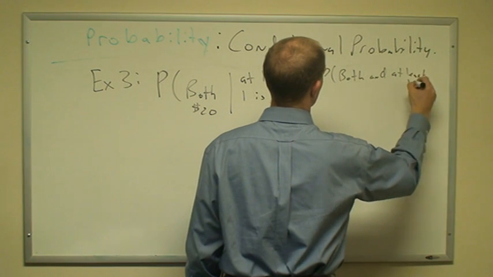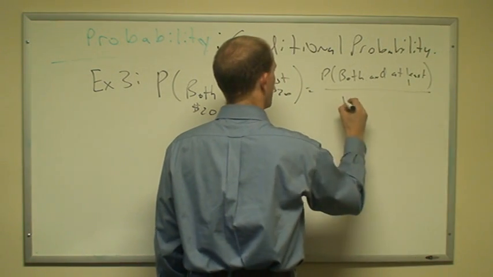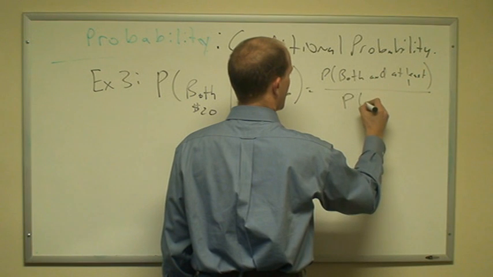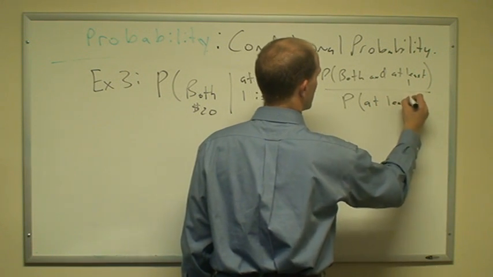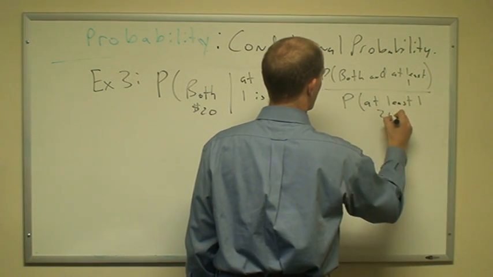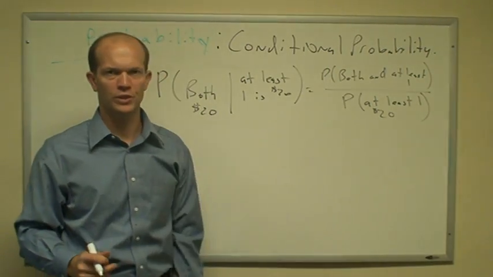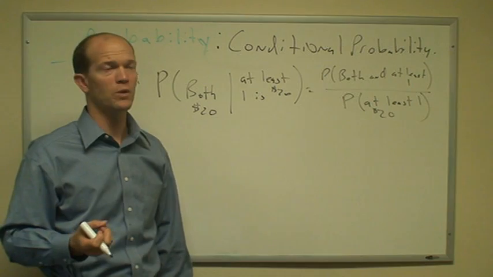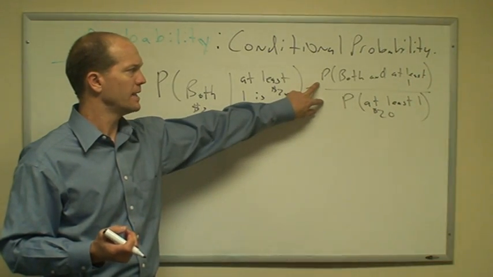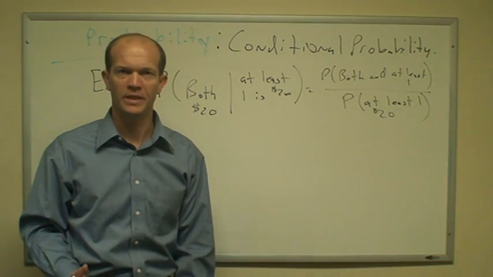We'll talk about that in a minute. Divided by the probability that at least one is a $20 bill. So we need to find a way to answer both of those questions. There's a variety of different ways that you might want to do that. But what we're going to look at is the underlying experiment in this problem.